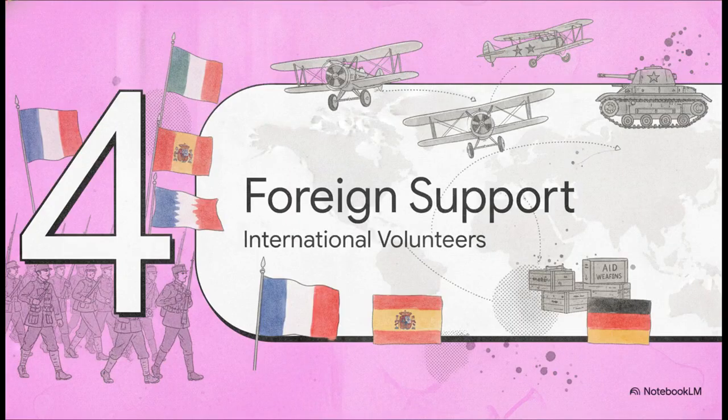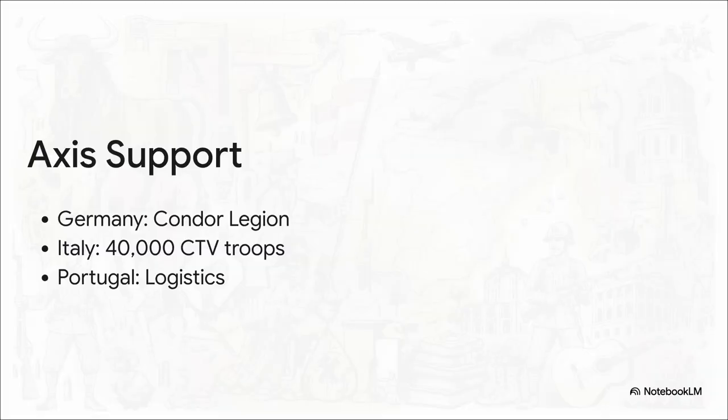Let's look closer at that in Section 4, Foreign Support and Volunteers. The Nationalist side received vital, continuous Axis support from day one. Adolf Hitler provided Nazi Germany's Condor Legion, delivering advanced fighter planes, bombers, and around 6,000 men who were looking for a friendly, anti-communist government in Spain.